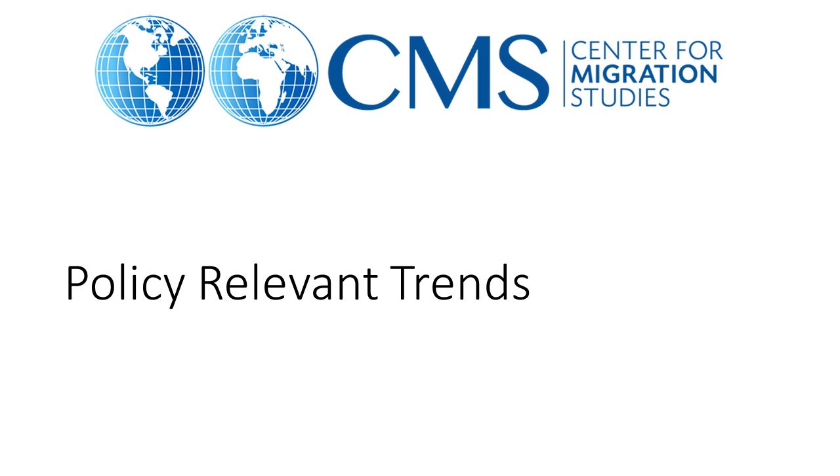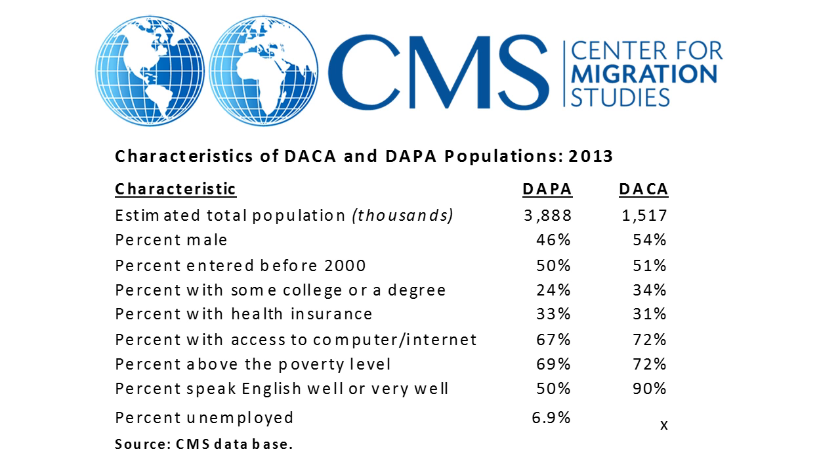Bob and I took a pause from the work on the web tool and other work that we were doing to examine the policy implications of the new estimates on the unauthorized. And we wrote a paper on this that was in our new public policy journal called the Journal on Migration and Human Security, and we thought that it might be interesting for you to go over some of those policy relevant trends. So this is the very first one.